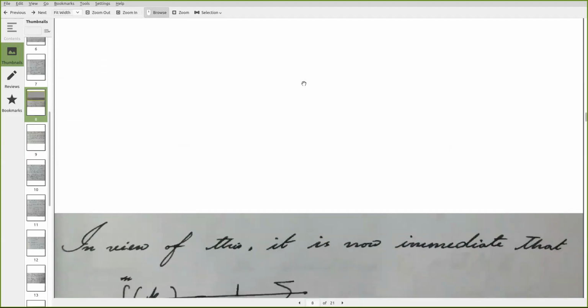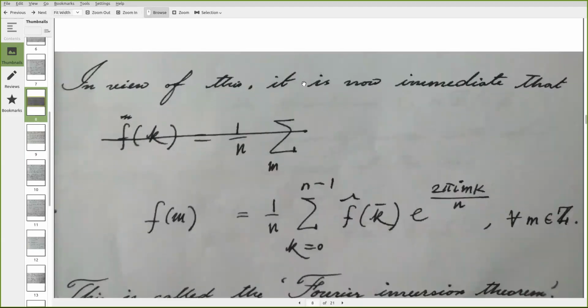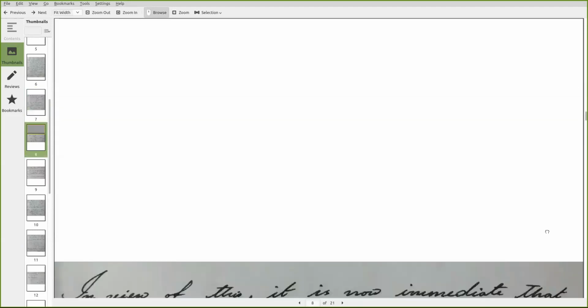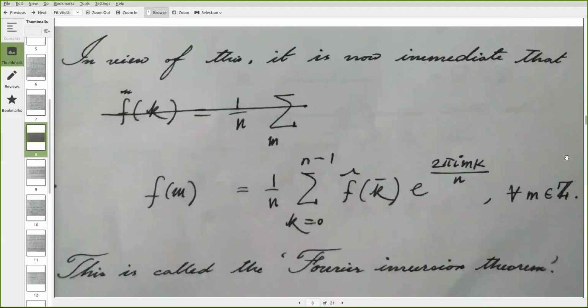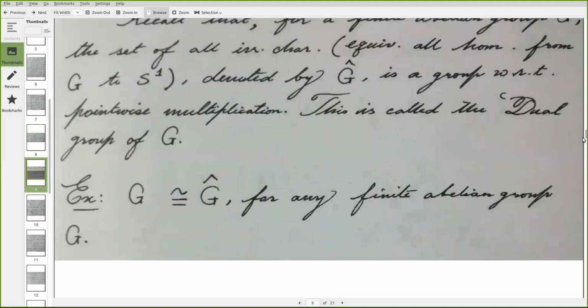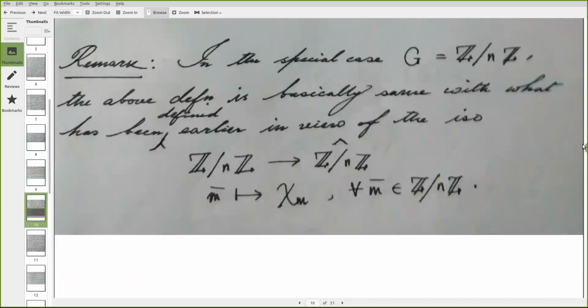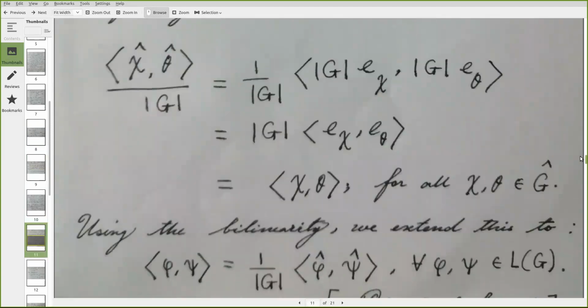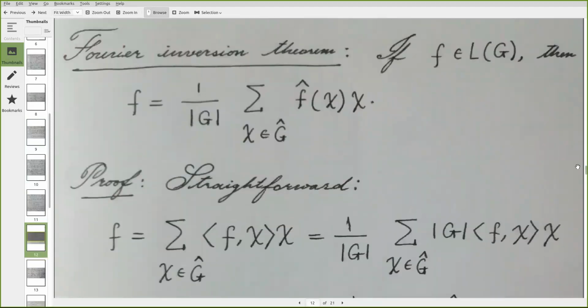we defined the Fourier transform of a function in that case, and with the transform we got the Fourier inversion theorem for periodic functions on Z. Once we had understood the very special group Z modulo n Z, we developed the theory for a general abelian group. So we defined the Fourier transformation like this, and that gives us, without much difficulty, the Plancherel theorem and the Fourier inversion theorem as well.